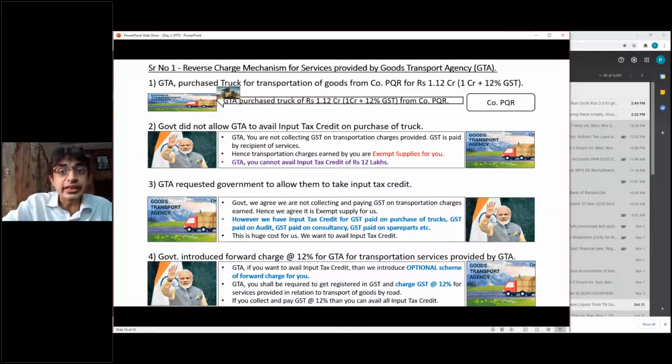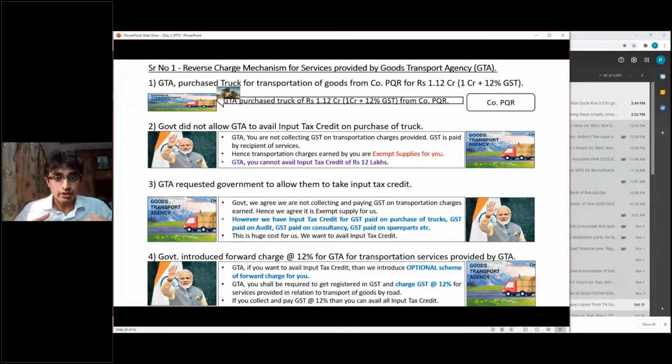So many big GTAs are applying this 12% scheme. But the small GTAs will not apply this scheme because it is optional. Understood the scheme for GTA? So this is there in your exam also. This change has already happened in 2017, so obviously it is there in your exam. Maybe in your books also. Clear? So these are the two options.